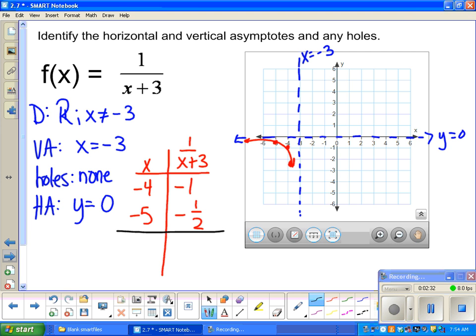Now I'm going to pick 2 points on the other side of the vertical asymptote. So I'm going to pick -2 and -1. Substitute -2 in, I will get a +1. I substitute -1 in, I get a +1/2. So -2, 1, and -1, 1/2. And then we are done. All right, let's look at another one.